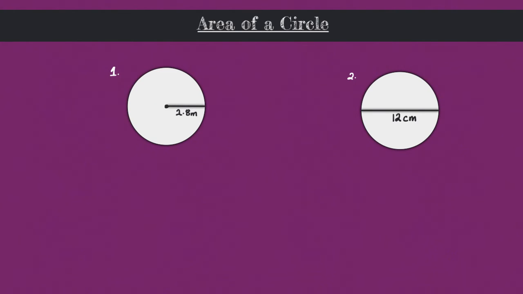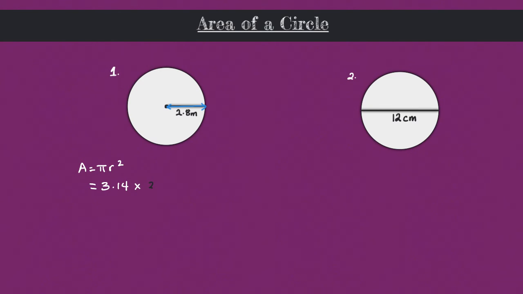Now, let's talk about the area of a circle, which is the final part of this video. Now, the formula for the area of a circle, area is equal to pi r squared. Now, we can go ahead and plug in the values that we have. Pi is 3.14 times r squared. Now, our radius, as I've repeated many times before, is the distance from the center to any point on the circumference. And the value, or the length, is 2.8 meters.